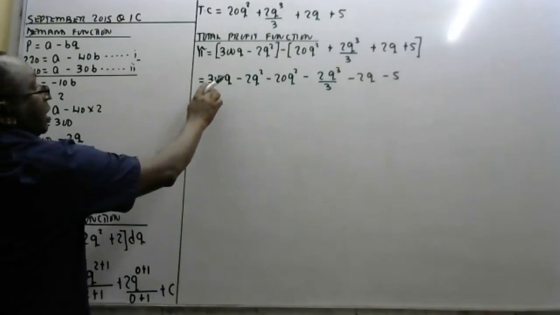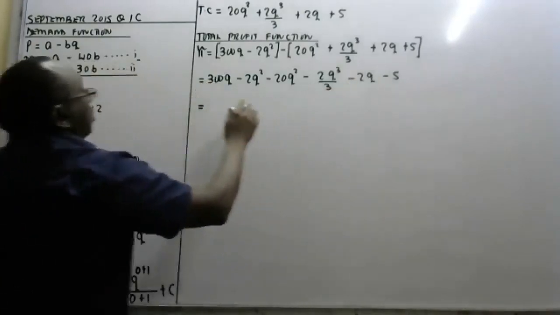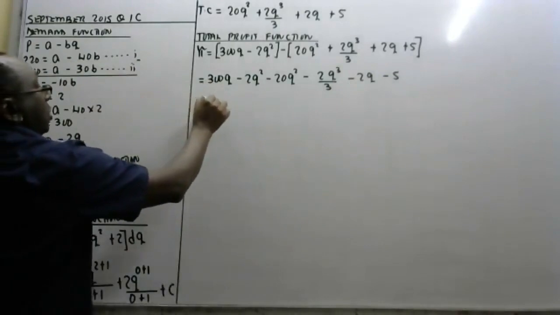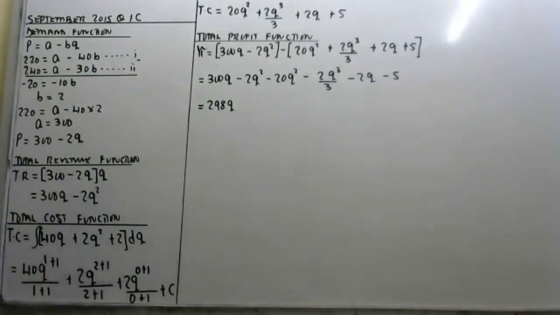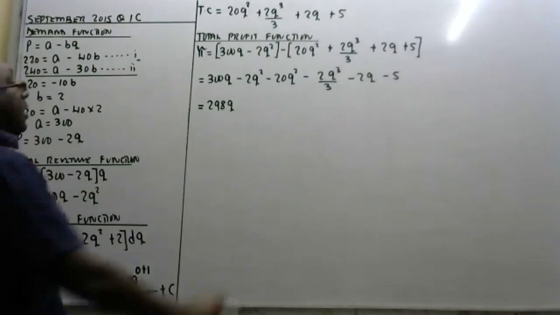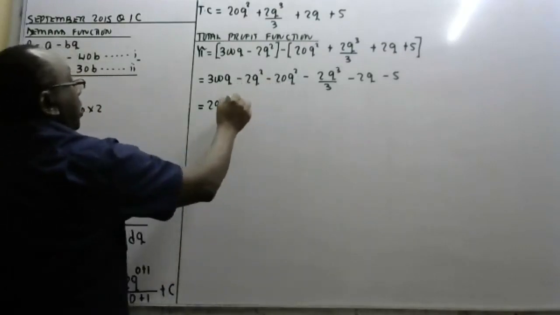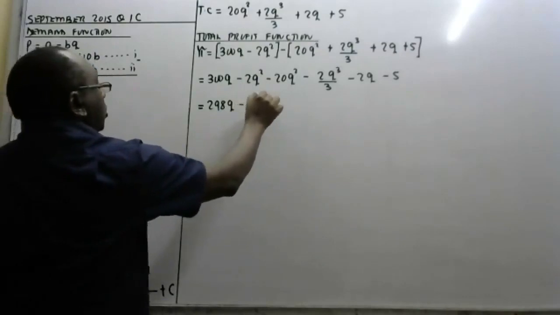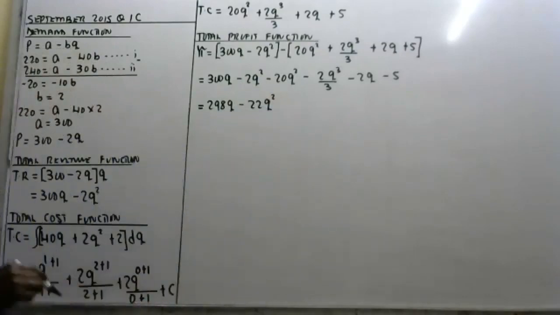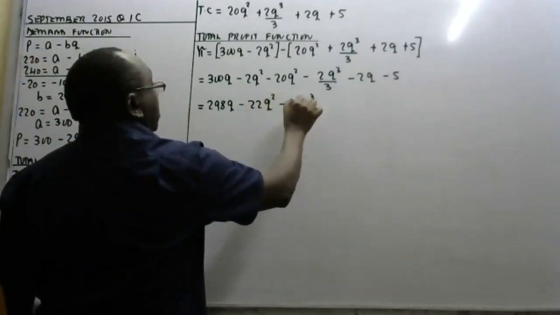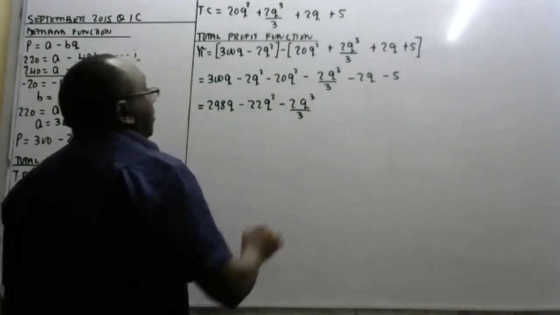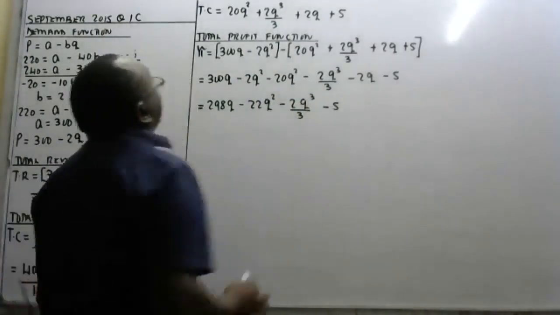So this 300Q, join these two, so that you are left with 298Q. Then this Q and this one join, that will be minus 22Q squared. The cube does not have a partner, so it is 2Q cubed out of 3, minus 5.